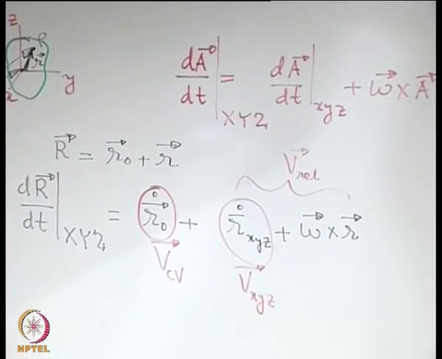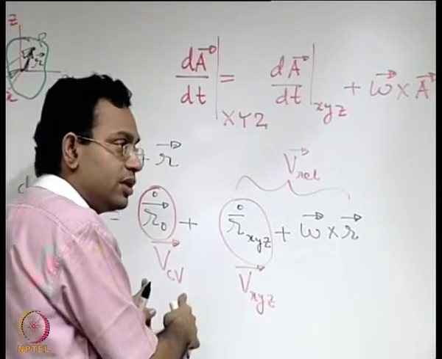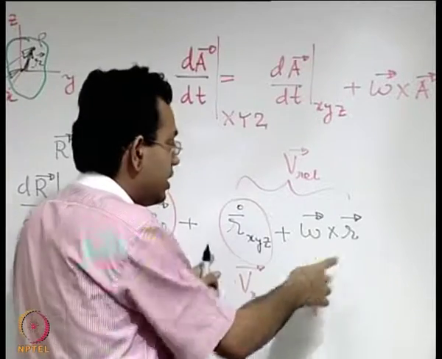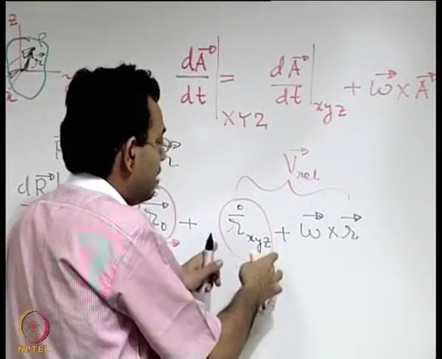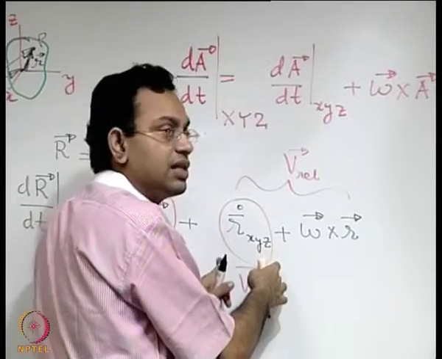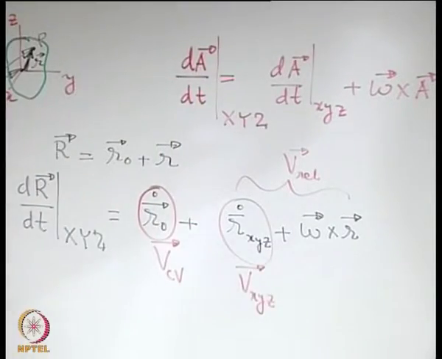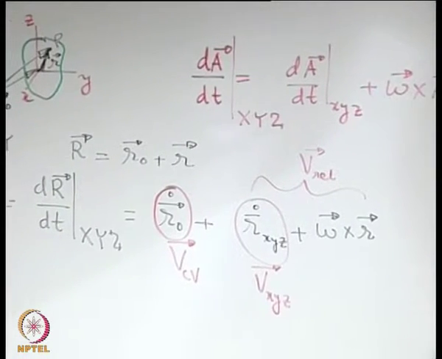So, this is the absolute velocity, this is the velocity of the control volume, this is the velocity relative to the control volume. So, the relative velocity has one component because of the translation, another component because of the rotation. And if we want to find out the acceleration, acceleration is the sole important quantity for us, because by that we can relate with Newton's second law of motion.